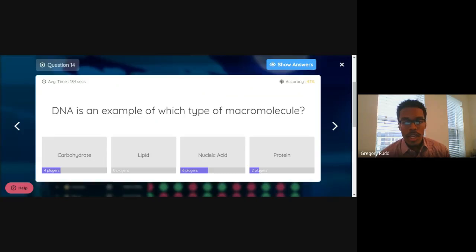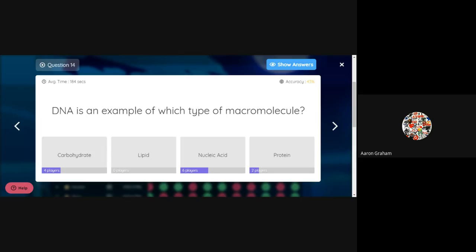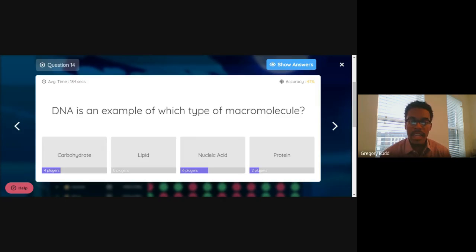DNA is an example of which type of macromolecule? Nucleic acid. Excellent. So the NA in DNA stands for nucleic acid. That question's got to come to us quick now. You should know that at this point. We did okay on it, not super well, but we have to remember the NA in DNA and the NA in RNA, which we'll talk about more in a couple of units, stands for nucleic acid.